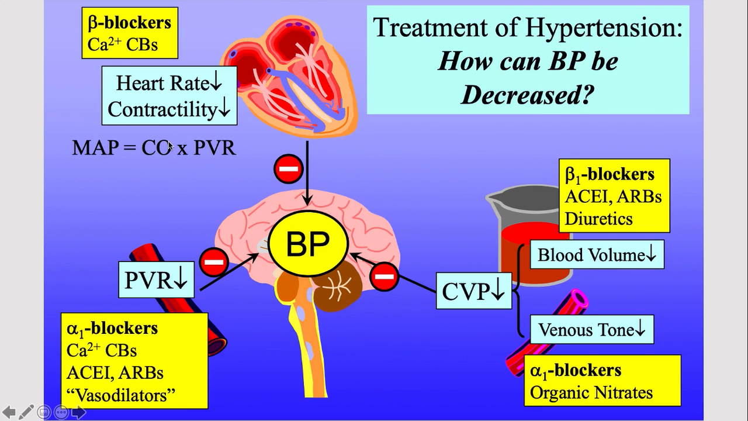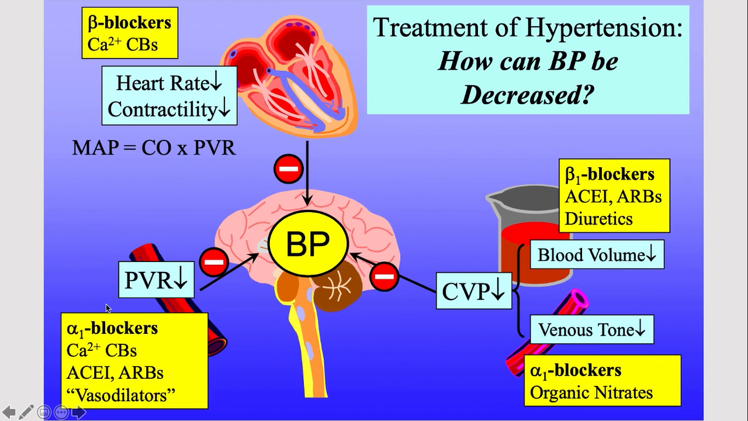So cardiac output has to do with the heart, right? So we can use beta blockers, beta 1 blockers, to decrease sympathetic beta 1 activation and decrease heart rate and contractility, which will decrease blood pressure. We can use calcium channel blockers. Calcium is very important in the contractility and the contraction cycle of the heart. So if we block calcium channels, yeah, it makes sense that will decrease heart rate and contractility.